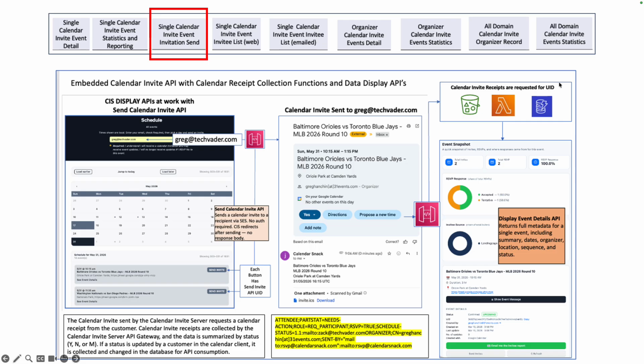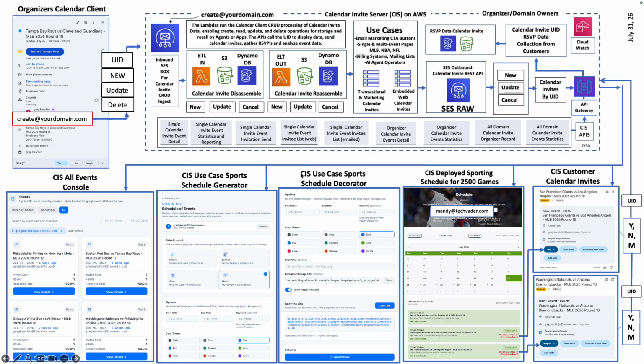and then we display and store this data using Lambdas in the analytics engine, using this display call API to build out this page here for deep analytics on this particular game that Greg picked off the landing page itself. And that's our unique secret sauce for the calendar invite server, is we're able to do this high level of granularity as well as load data at scale.